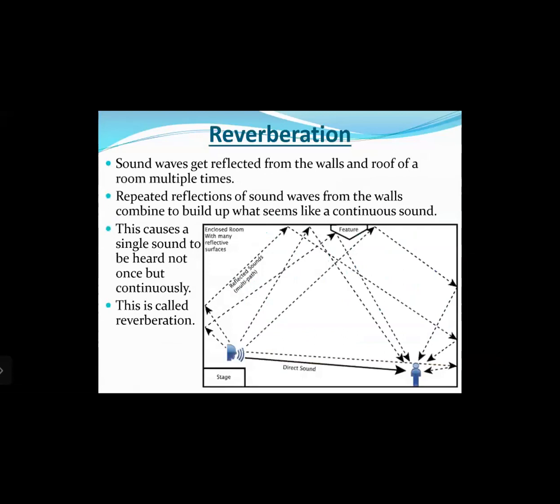The next concept we studied was about reverberation. So reverberation is an undesirable property relating to reflection of sound. Sound waves get reflected from the walls and roof of a room multiple times. Repeated reflections of sound waves from the walls combine to build up what seems like a continuous sound. Okay, this causes a single sound to be heard not once but continuously, and this is called reverberation.